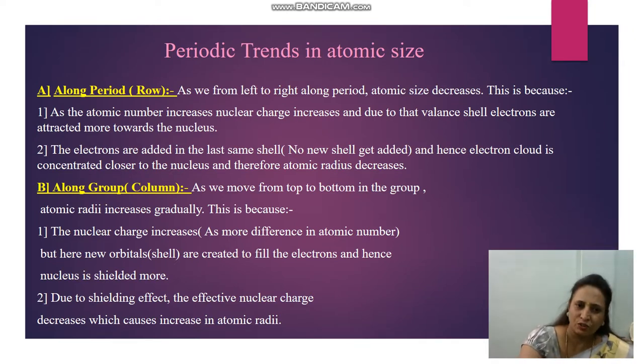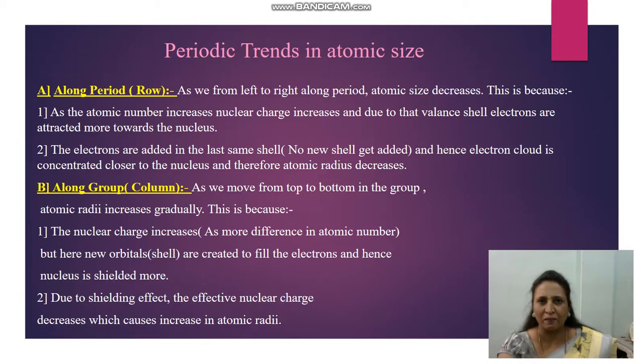Second reason is due to shielding effect. The effective nuclear charge decreases. What is meant by shielding effect? The electrons which are present in the inner shells do not allow nuclear force to reach up to the last valence electron.